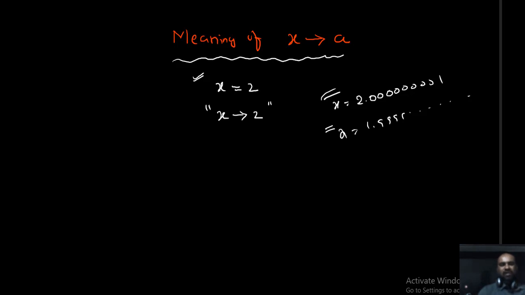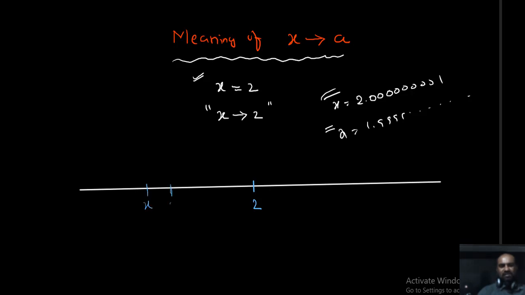So how can I explain through a graph? Observe students, take a number line. This is a number line. 2 is a fixed value. Now x is approaching 2. x approaching 2 means x may approach from lower values of 2 or higher values of 2. For example, x is here initially. Next x is here. So what is the meaning of that? x is approaching from lower values of 2.